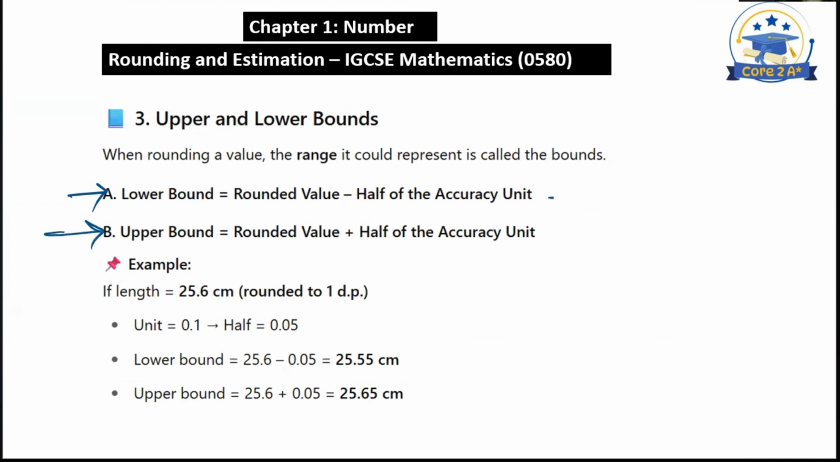Similarly, for upper bound, how can we find it? Write the rounded value and add what we have to add? Half of the accuracy unit.